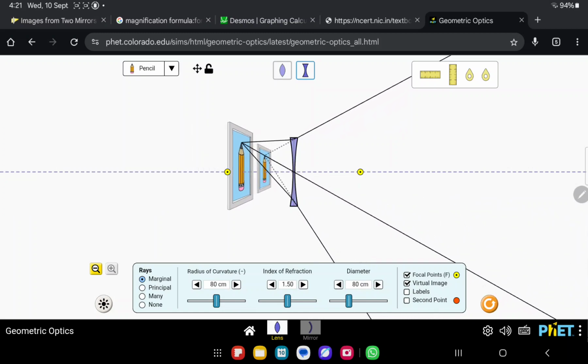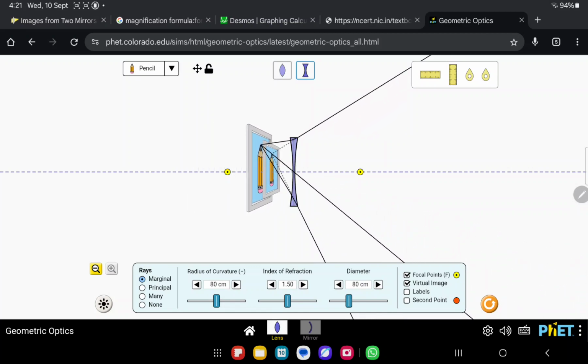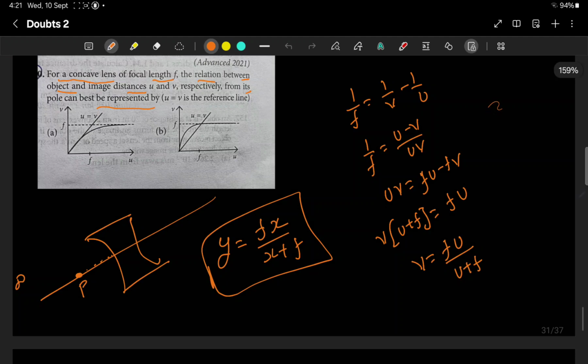At any point of time, you see the image distance is always lesser than the object distance. Only at this point it is very close. At any point of time, your u cannot be lesser than your v. So from a theoretical perspective, always u is greater than v. But here you have a reference line for u equals v. First point is, your v cannot be greater than u, so this is not possible. Here you can see u is greater than v.